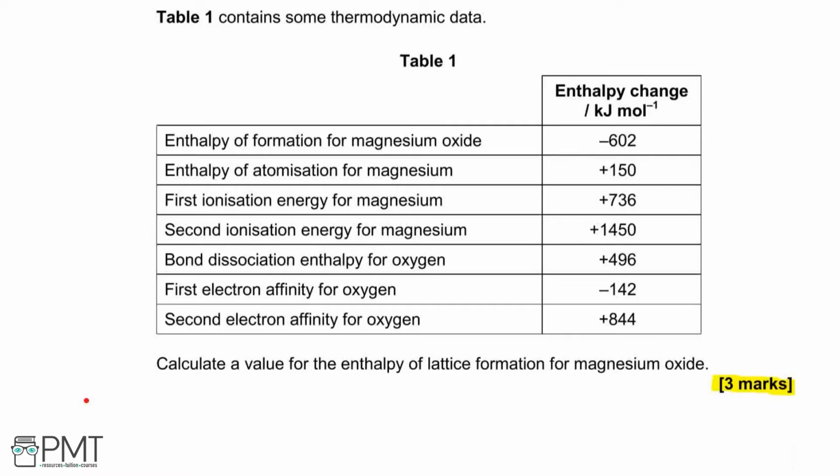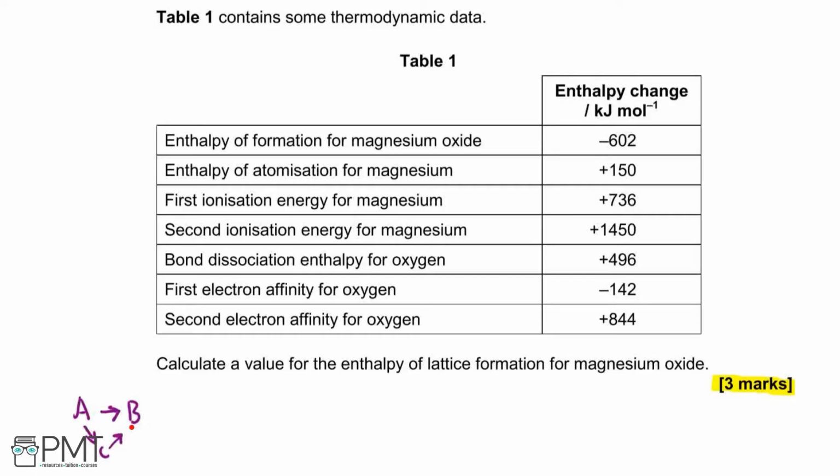Now, Hess's law states that for a given enthalpy change, say A to B, the overall enthalpy change is going to be the same no matter what route we take. So if instead of going straight from A to B, we went first to C, and then from C to B, the overall enthalpy change would be the same.